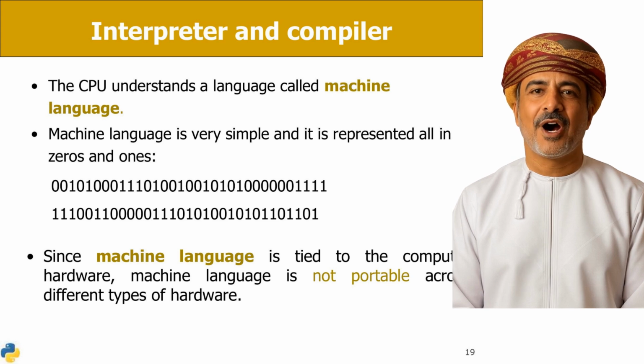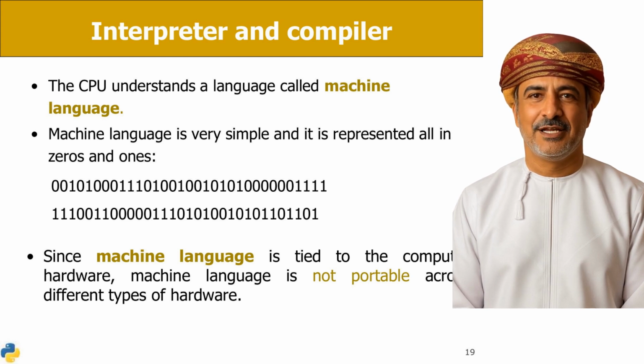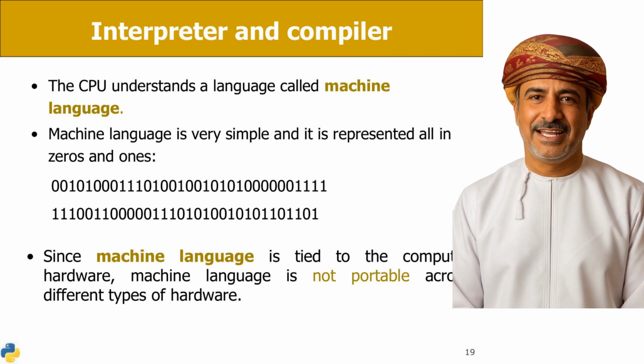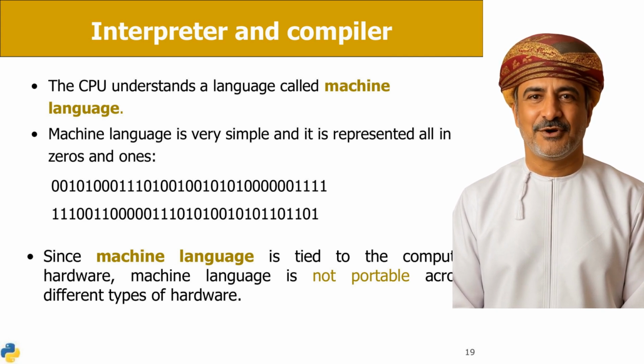The CPU processes instructions in machine language, a binary code of zeros and ones. This language is inherently simple but specific to the hardware, making it non-portable across different systems. Understanding this limitation is crucial for appreciating the role of interpreters and compilers in translating high-level languages into machine-readable code.